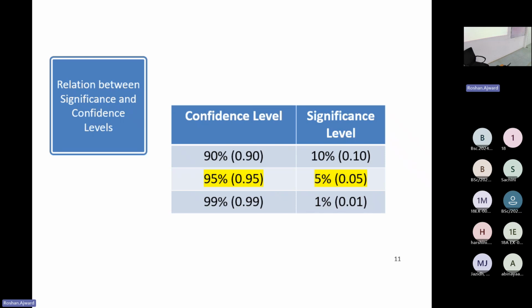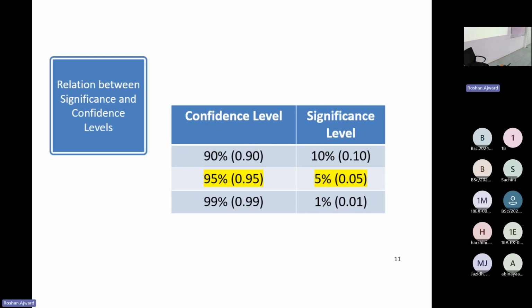Now, 1% significance level, what's the confidence level? 99%. But on the other hand, if you have 10% significance level, what's your confidence level? Just 90% confidence. But I told you, we require at least what confidence level? 95% or more. That means you should have less than 5% or 0.05 significance level. Why? Then only you will have more than 95% confidence. Did you understand it?